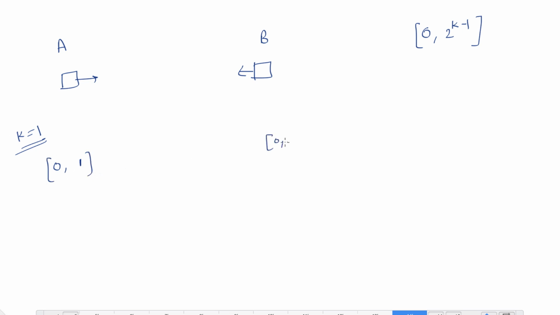So B will also choose the amount of time between 0 and 1, which means there are 4 possibilities. A and B will choose 0 0, 0 1, 1 0, and 1 1. The first is saying that A and B both will start transmitting the packet immediately. The second is saying A will start transmitting the packet immediately, but B will just wait for 1 unit of time, or 1 times some time tau, right? And then in this case there will not be a collision. In this case again there will be a collision.